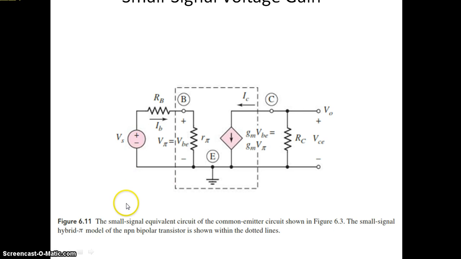Next, small signal voltage gain. The small signal equivalent circuit of the common emitter amplifier is shown in the figure. Here we have the base resistance R pi, and in the output we have GM VBE and the collector resistance RC. So base, collector, emitter, base current, collector current, emitter current. This is the small signal equivalent circuit of the common emitter circuit, and in the dotted lines the small signal hybrid pi model of the NPN bipolar transistor is shown.